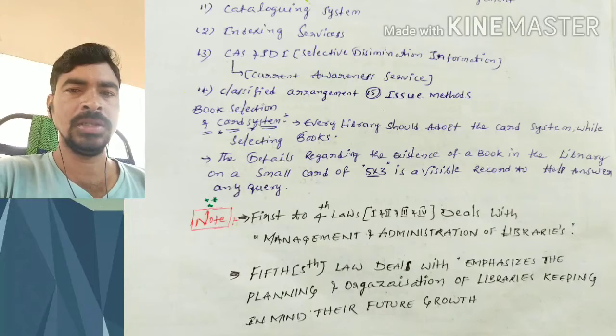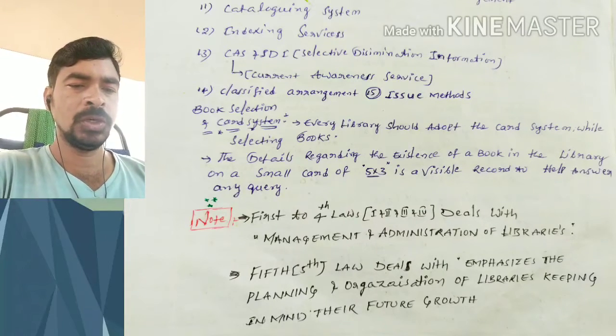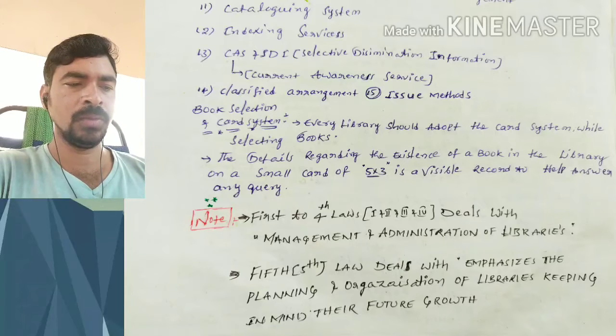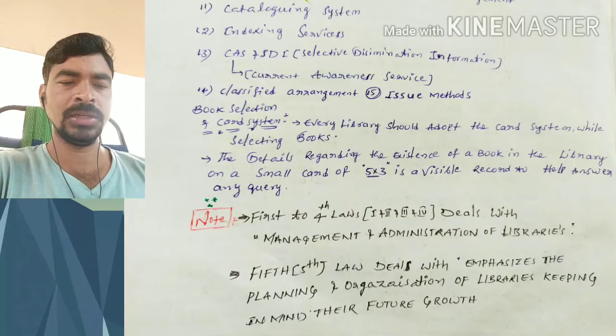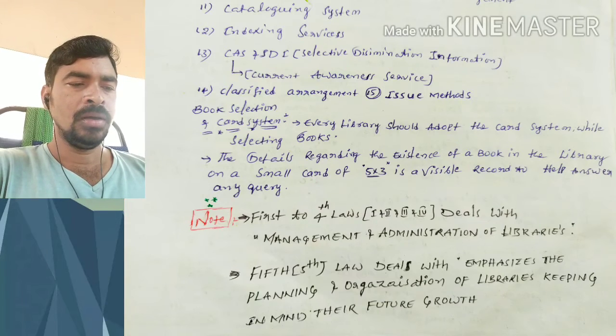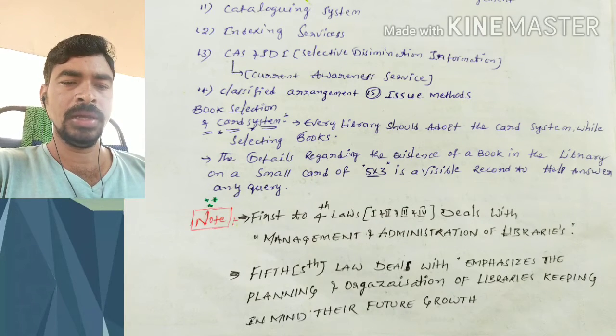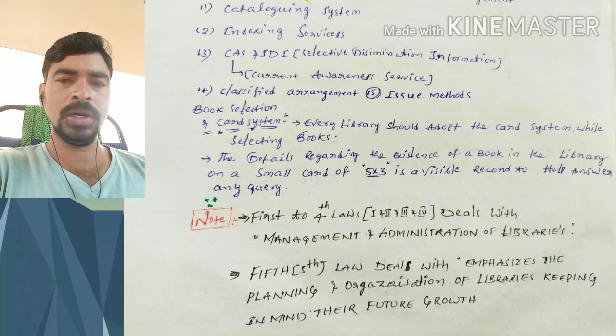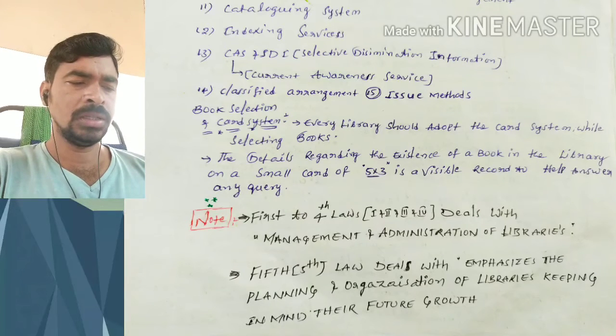Meaning of book selection card system: every library should adopt the card system while selecting books. The details regarding the existence of a book in the library on a small card of 5 by 3 are available. Record helps answer any query. Note, very important, these 2 points.